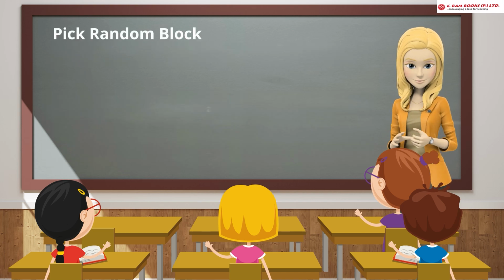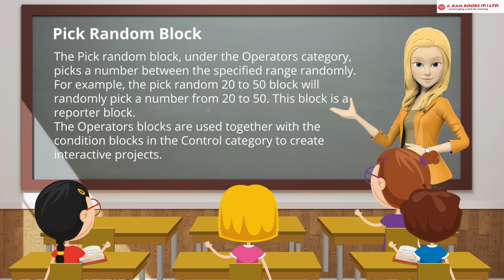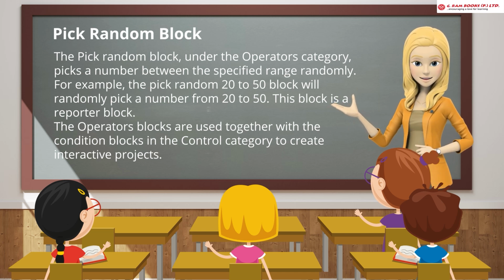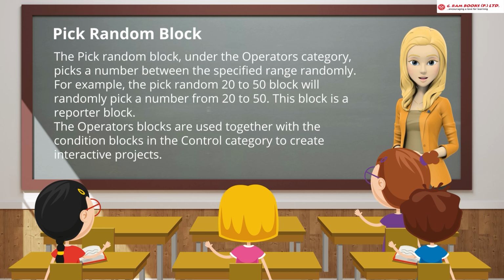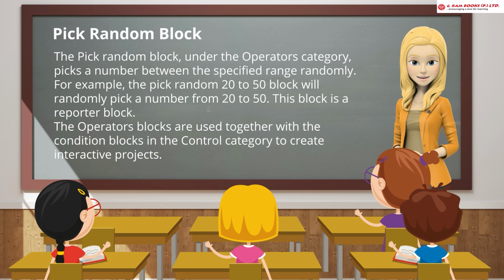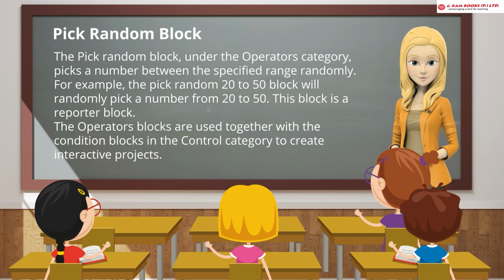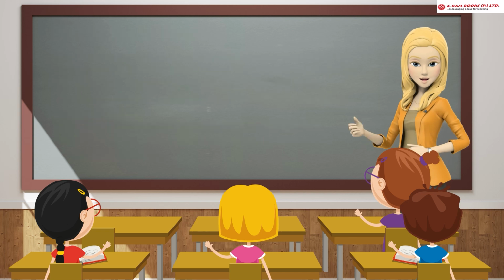Pick random block. The pick random block under the operators category picks a number between the specified range randomly. For example, the pick random 20 to 50 block will randomly pick a number from 20 to 50. This block is a reporter block. The operators blocks are used together with the condition blocks in the control category to create interactive projects.